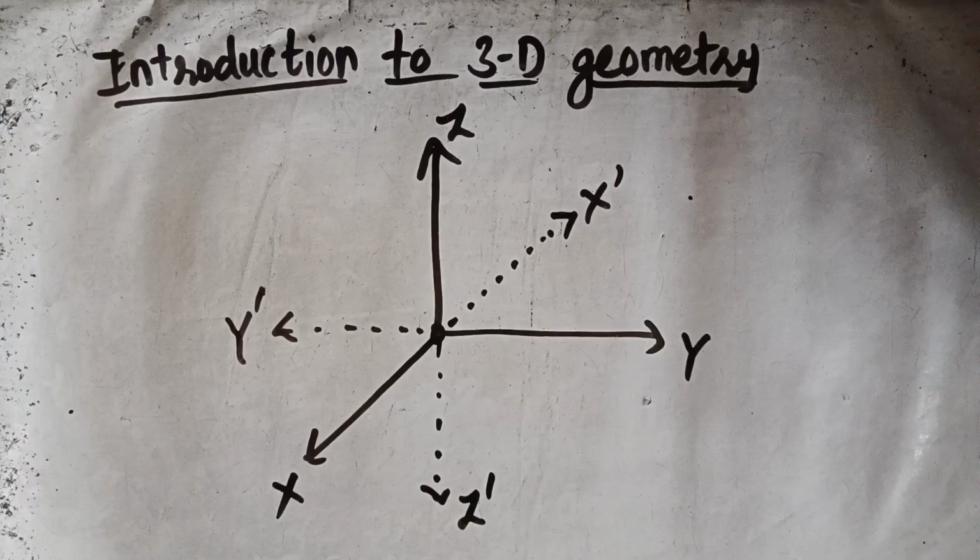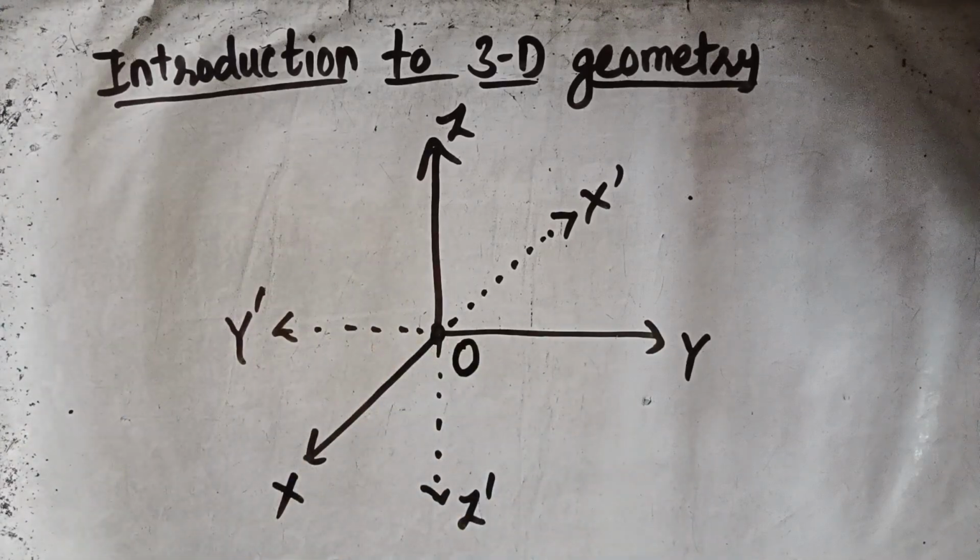So these lines are mutually perpendicular to each other. They constitute the rectangular coordinate system. Now the planes, this is your origin, right?